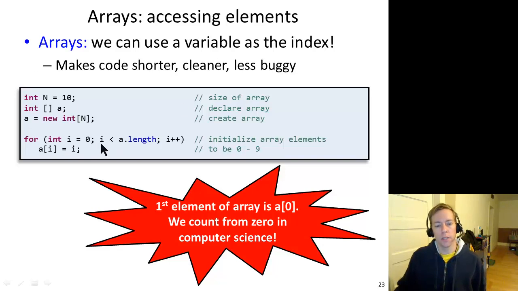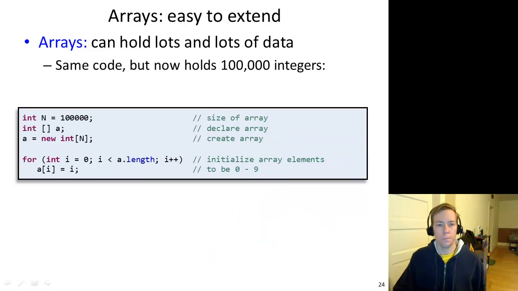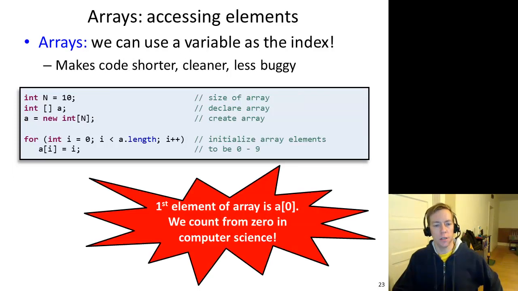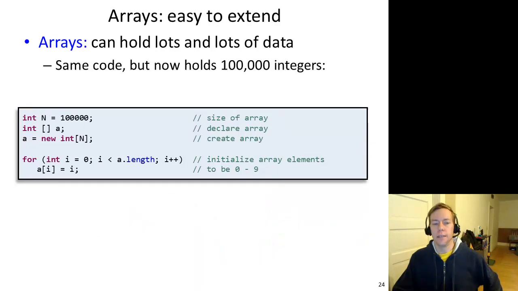Another popular bug is to use less than or equal to here instead of less than. You always want strictly less than the length, the .length of your array. The nice thing about arrays is they're easy to extend. That was an example of an array of 10 items. Here's an example of an array of 100,000 items, and you can see the program really didn't change that much, right? All I did was change the int n at the top to be a bigger number, and the rest of the code just works.